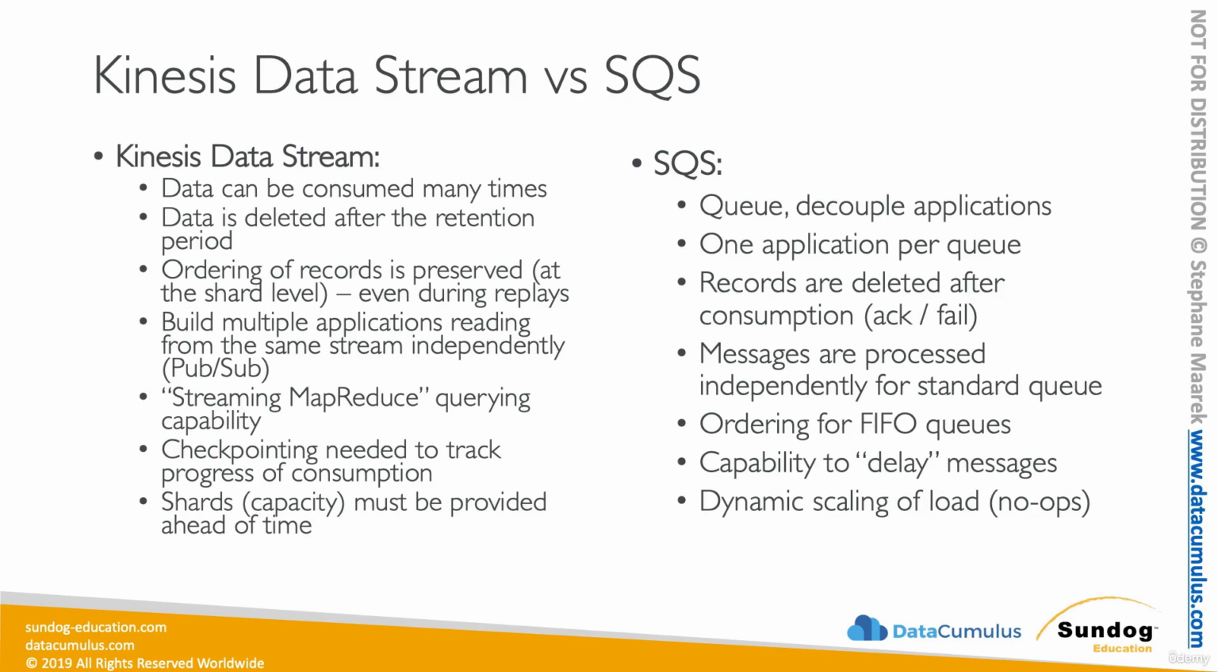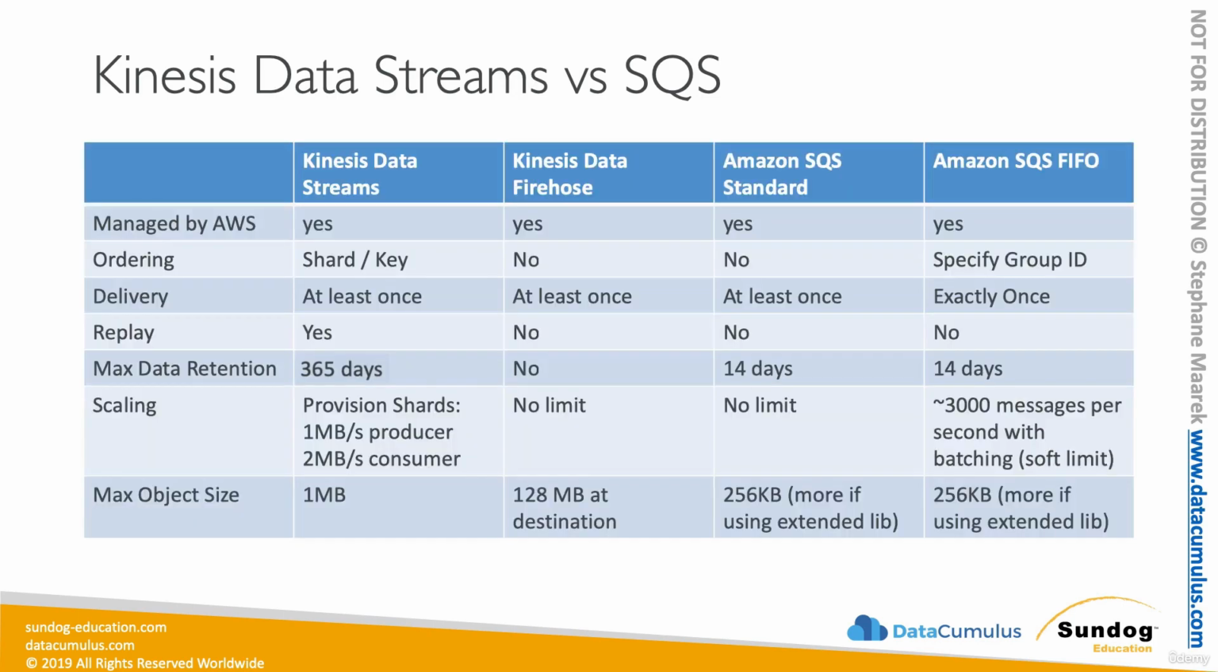So I think the differences are pretty clear in this slide. I mean, the use cases are different, but here's a table if you needed even more help. So here I compare Kinesis data streams, Kinesis data firehose, Amazon SQS standard, and Amazon SQS FIFO in the same table. So all of those are managed by AWS.